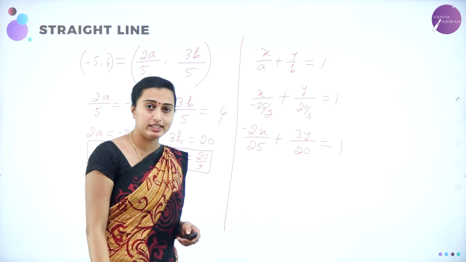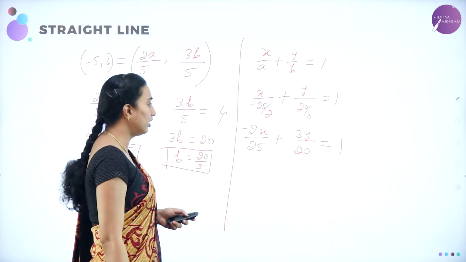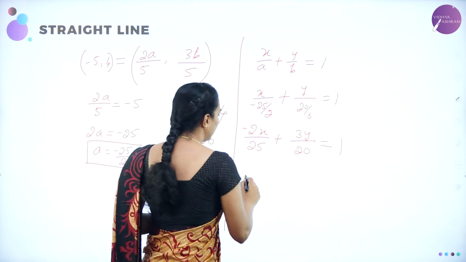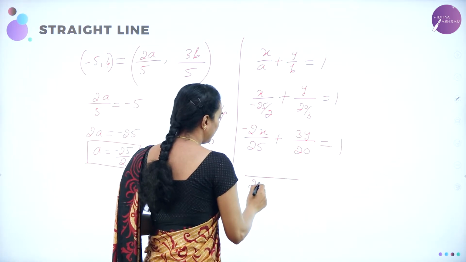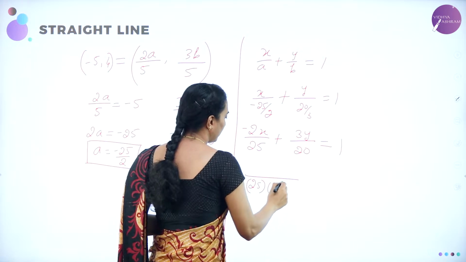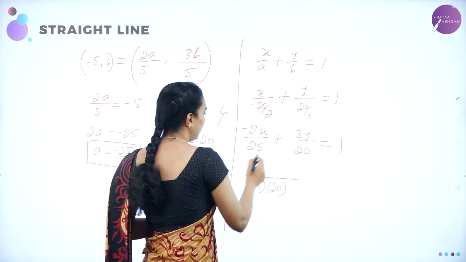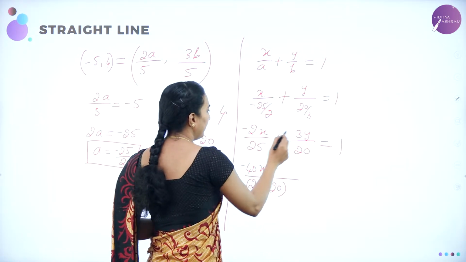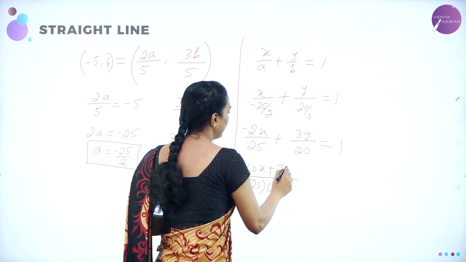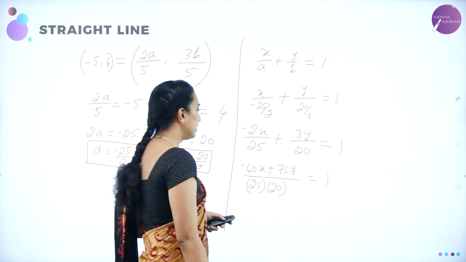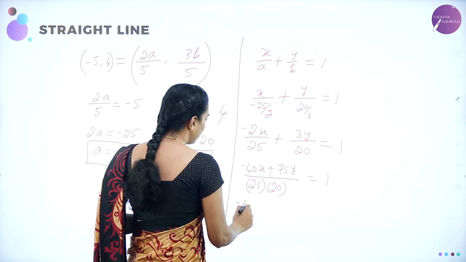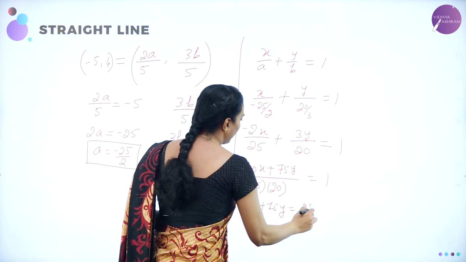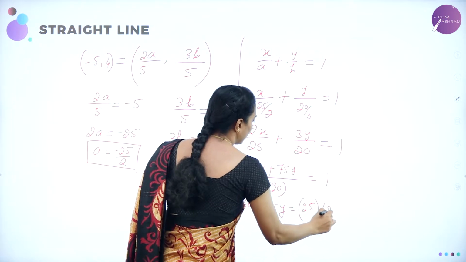If you want, you can take the LCM. If you take the LCM here, you can have 25 into 20, correct? Multiply by 2, that is minus 40x plus 25 threes, which is 75y, is equal to 1. You can cross multiply. Minus 40x plus 75y is equal to 25 into 20.